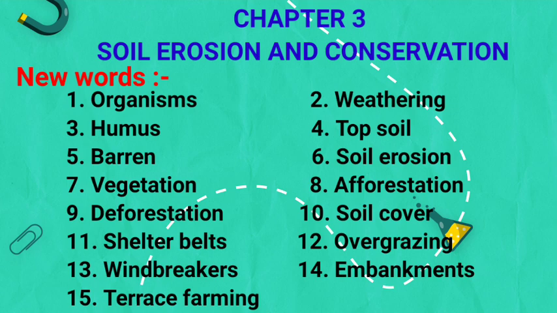Deforestation. 10. Soil cover. 11. Shelter belts. 12. Overgrazing. 13. Windbreakers. 14. Embankments. 15. Terrace farming.